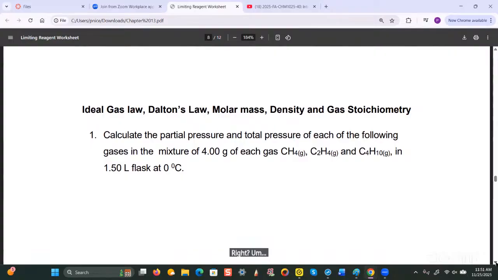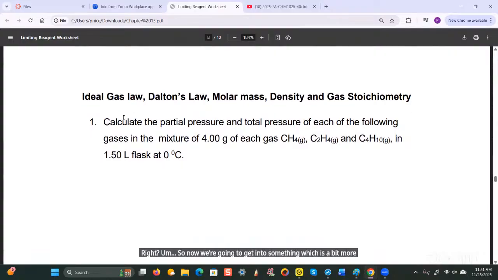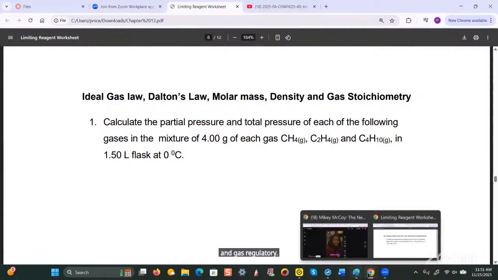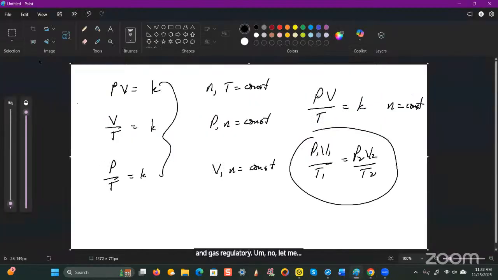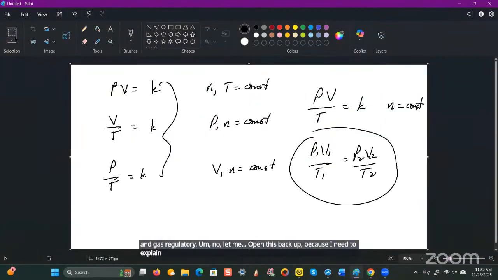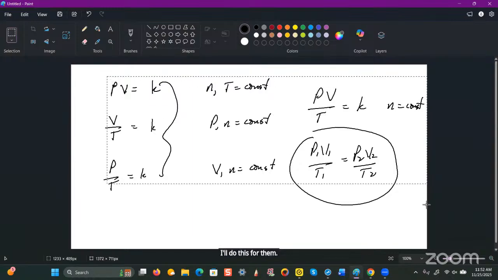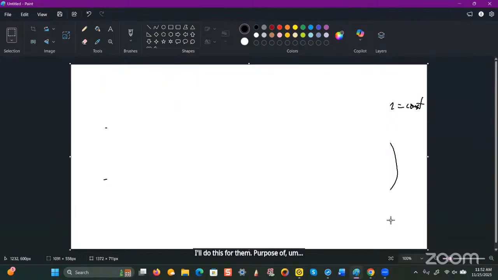Now we're going to get into something a bit more complex, because we're going to combine the different laws that we learned earlier in solving the problems here. You'll notice the title here is ideal gas law, Dalton's law, molar mass, density, and gas stoichiometry. Now let me open this back up because I need to explain something which I already covered in the video, for the purpose of reminding you of what was discussed in the videos.